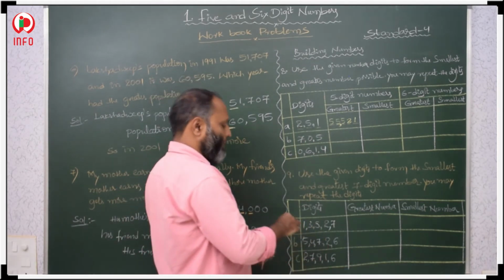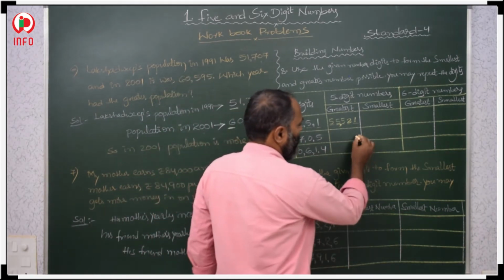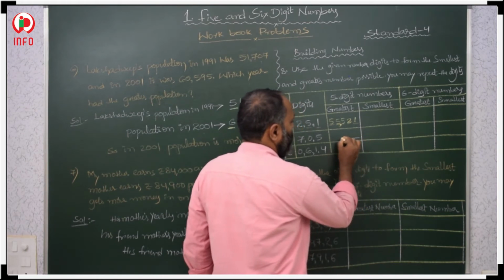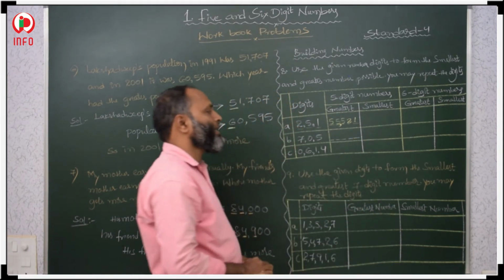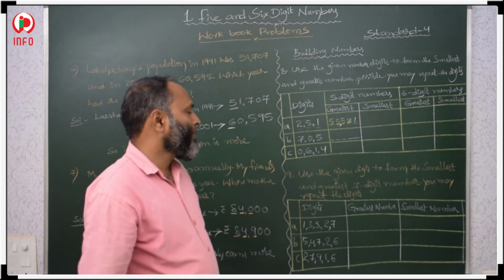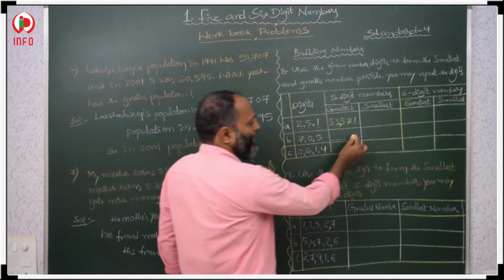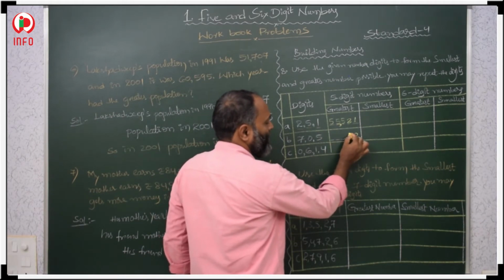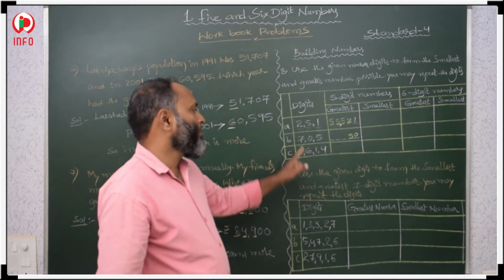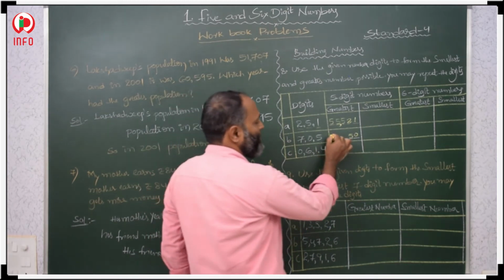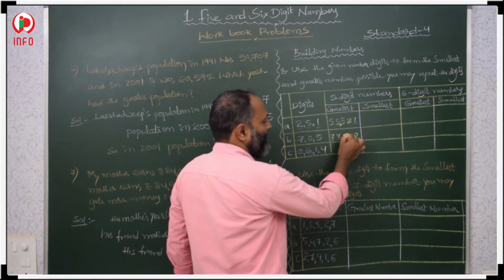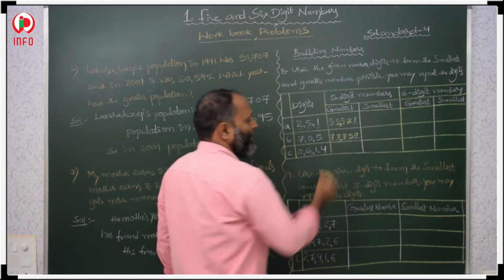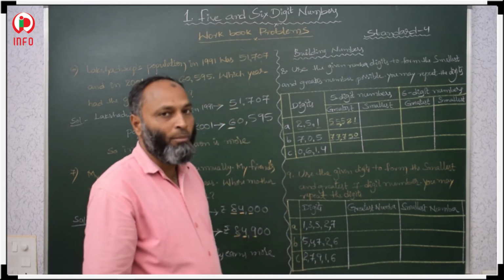Okay. In the same way, for this one, how to prepare a bigger number? It has 5 digits. First you take the smaller number in the last place, the ones place, then a bigger one, and then the biggest number, which you repeat 3 times: 7, 7, 7. This is the method to prepare a bigger number.